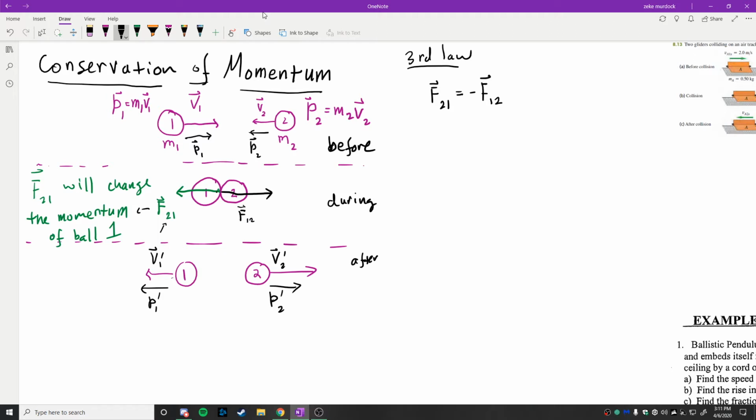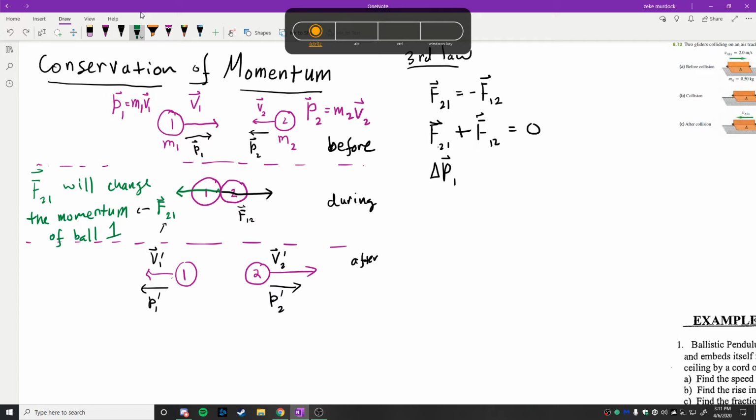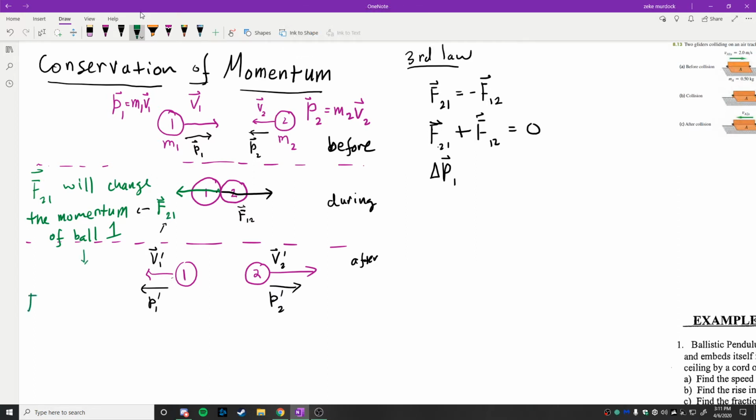So we can say that F21, and I'm going to move these things like this. So we're going to say F21 plus F12 should be equal to 0, and then say that force is going to change the momentum of ball 1. So we saw before from our equation that this is going to be equal to the change in the momentum of ball 1, right? Basically what we're saying from this expression right here is that F21 has to be equal to the change in the momentum of ball 1. Does that make sense?